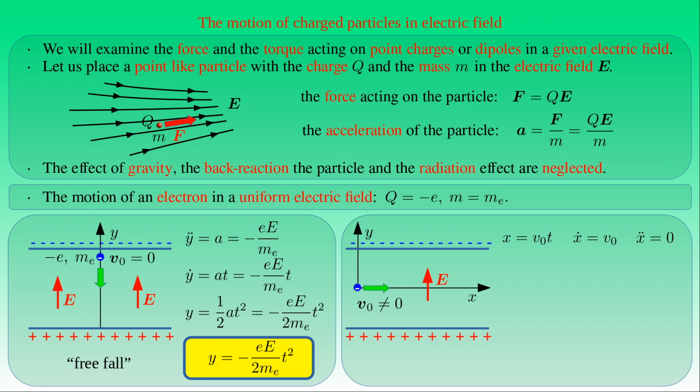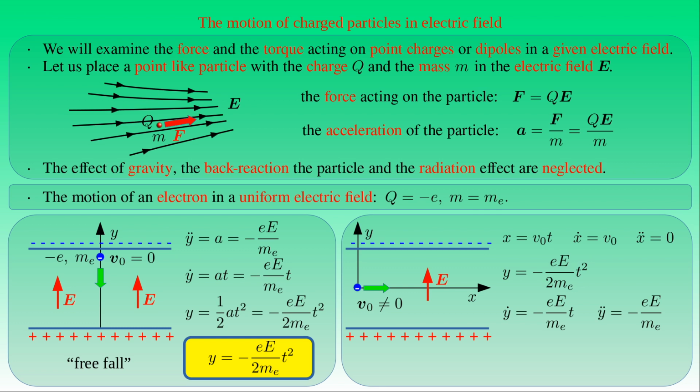At the same time, the y-coordinate of the moving charge carrier is still equal to minus small e times capital E over 2 times me, times t squared, with the time derivative minus small e times capital E over me, times t, and the second-order time derivative minus small e times capital E over me, indicating that the electron has a uniformly accelerating motion in the direction of the y-axis.